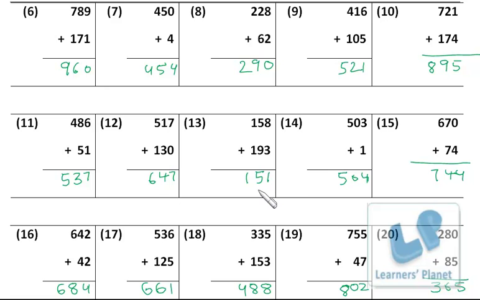Next, it's 251. Then 504. 744. Then next is 684. 661. 488. 802 and 365. So out of 15, how many marks are you getting? Just write it correctly and show it to your mom.